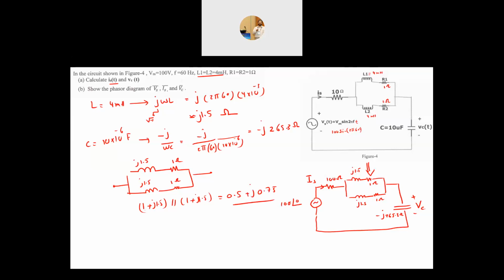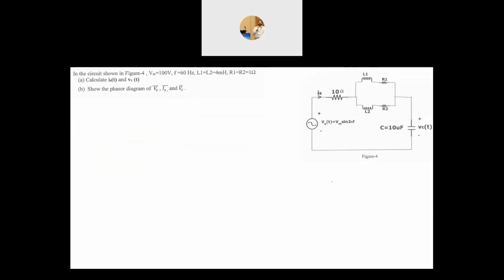So let me now redraw the circuit. This is my supply, and my supply is basically 100 angle of 0. This is my 10 ohm, and here I have a resistance and inductor. This is basically 0.5 and the J 0.75, and here I have the capacitor, and this capacitor is minus J 265.3 ohms. So everything in ohms. Now I need to find Is.